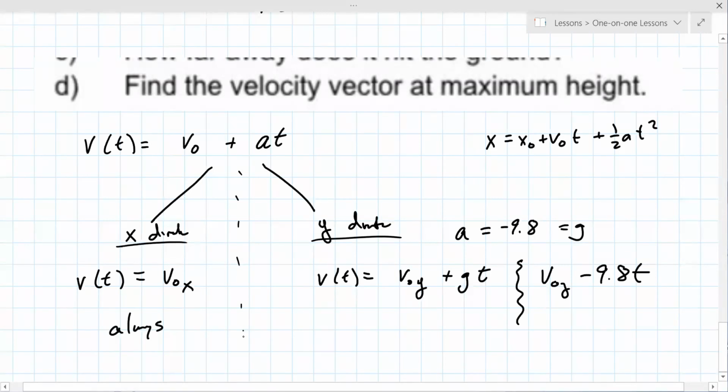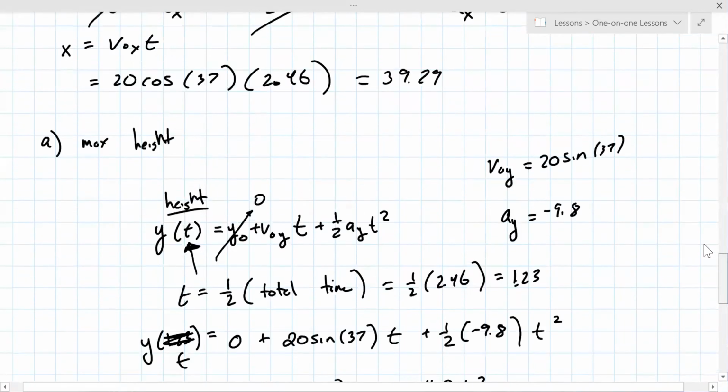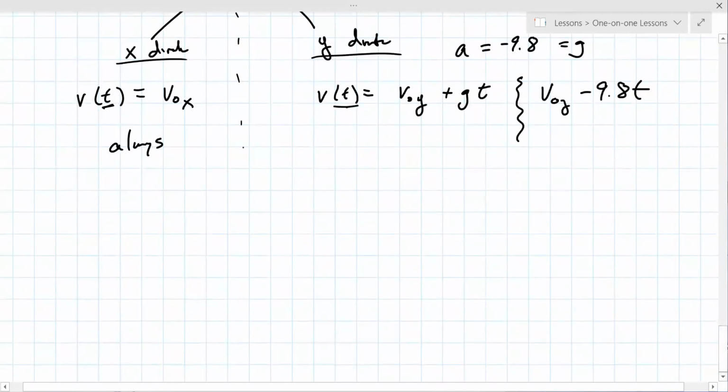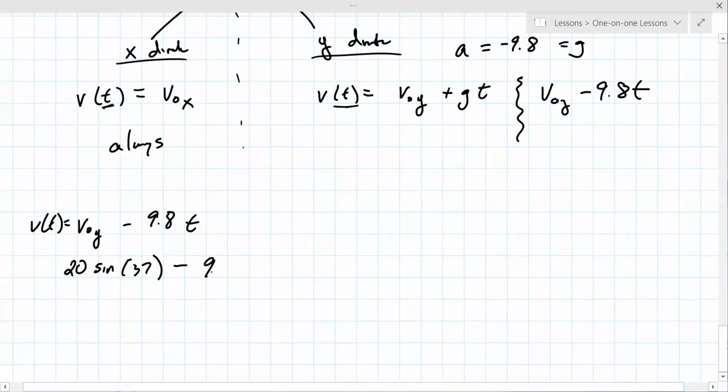Yes, it does. Okay, so for the maximum height, both of these are functions of time. Do we know the time when it's at maximum height? 1.23 seconds, right? We also know that the initial velocity in the y direction is 20 sine 37, minus, notice there's no t here, minus 9.8 times 1.23. So I'd like you to calculate that, please. 20 sine 37 minus 9.8 times 1.23.